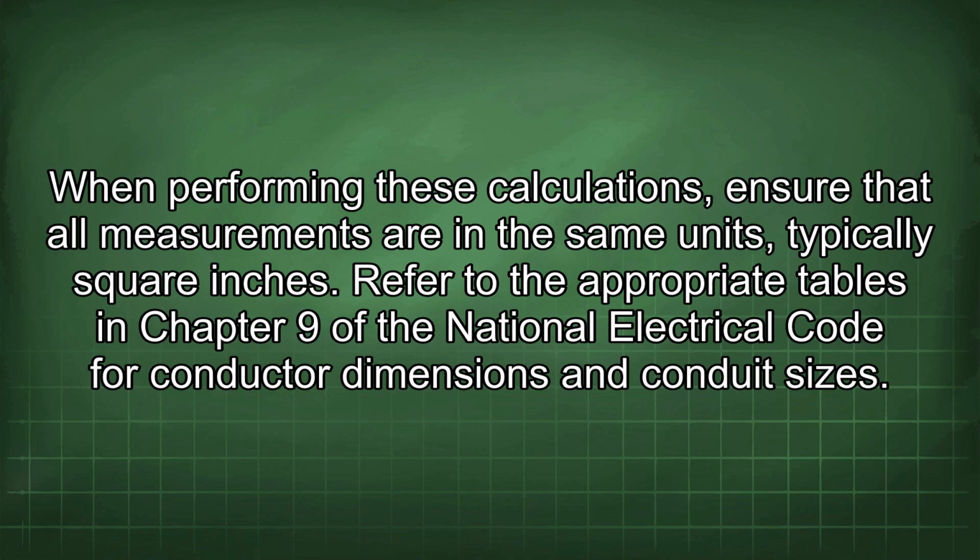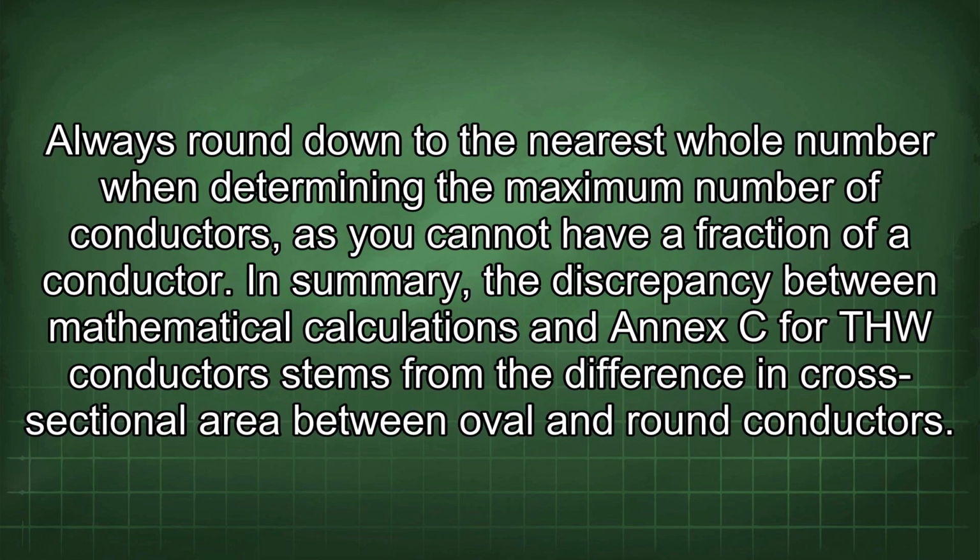When performing these calculations, ensure that all measurements are in the same units, typically square inches. Refer to the appropriate tables in Chapter 9 of the National Electrical Code for conductor dimensions and conduit sizes. Always round down to the nearest whole number when determining the maximum number of conductors, as you cannot have a fraction of a conductor.